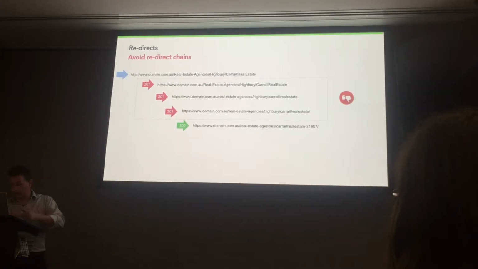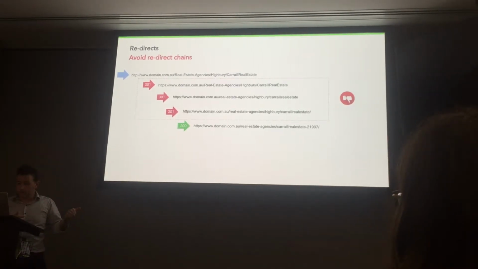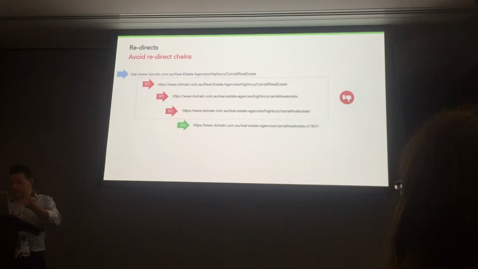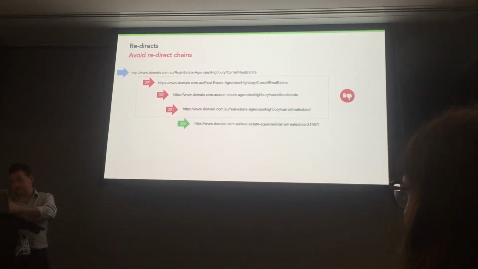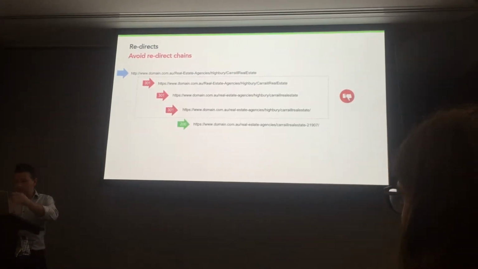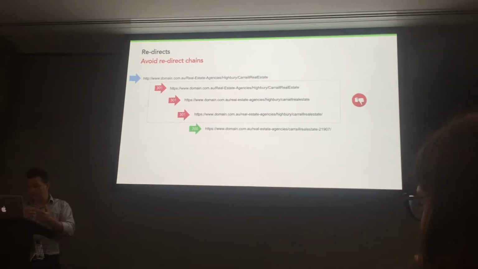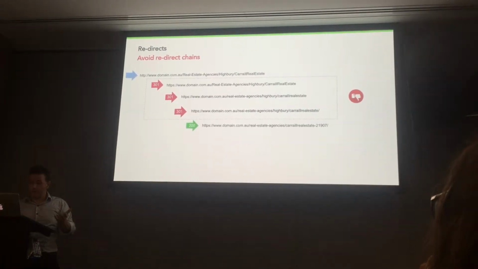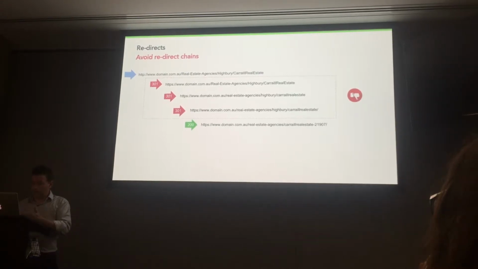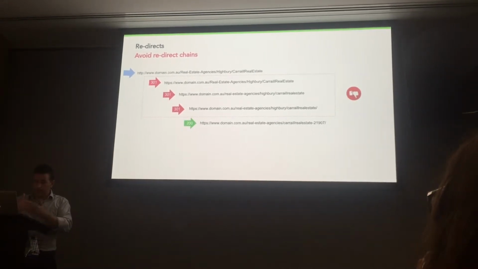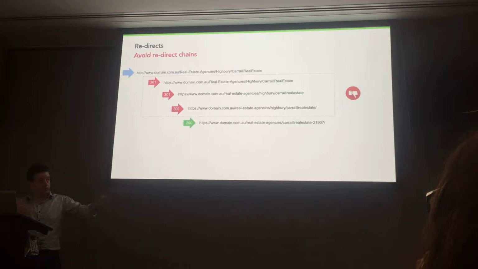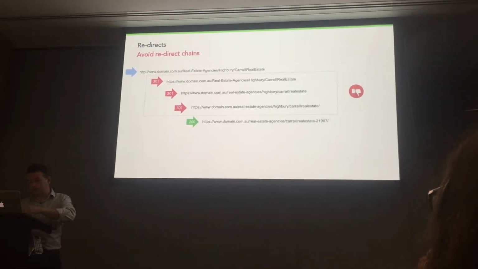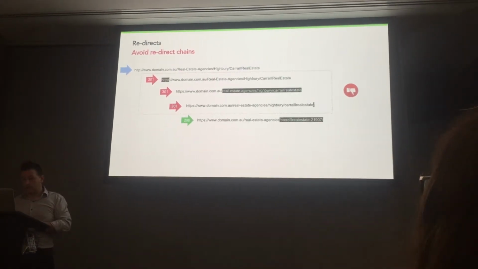So then it 301s to the lowercase, then you'll notice it redirects to the lowercase trailing slash. Then from that, it redirects to the same URL with the agent ID again in the URL. So if you're a web crawler and you're trying to write a script to fetch one page, you're sending it on 4 hops to finally get to the page rather than just sending it through.